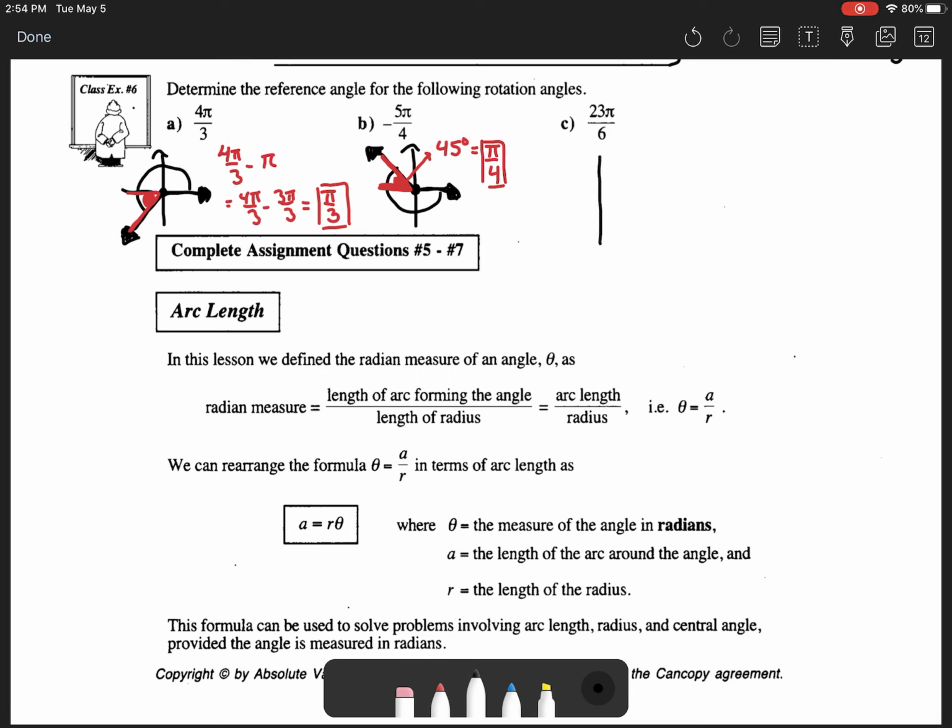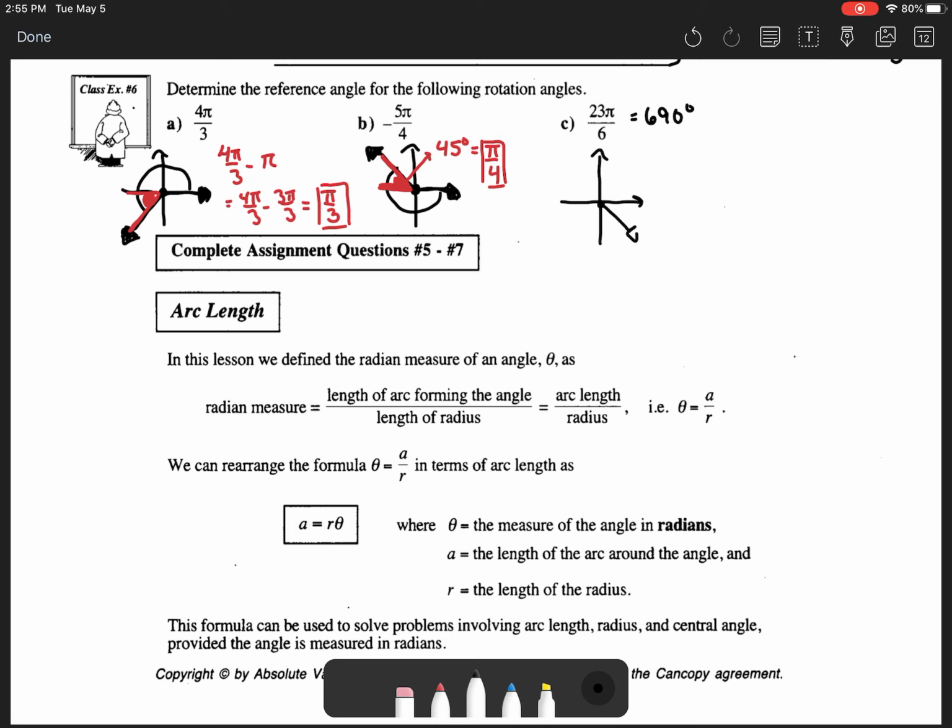All right, C, 23 pi over 6. So if you take 23 pi over 6, you will see the following, right? 23 times 180 and then divide by 6. That's 690 degrees. So that is equivalent to 690 degrees. Well, 360 is 1 full rotation. 720 is 2 full rotations, so it's not quite 2 full rotations. So I could take that 690 and minus 360, and then there's an extra 330 degrees in rotation.